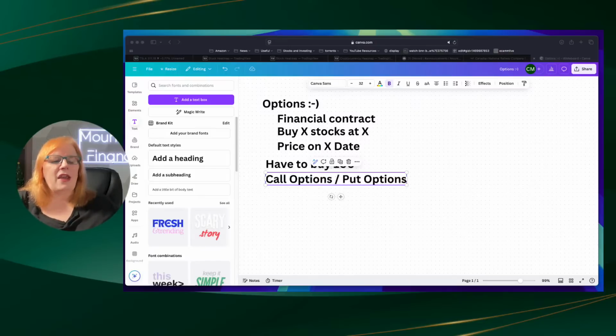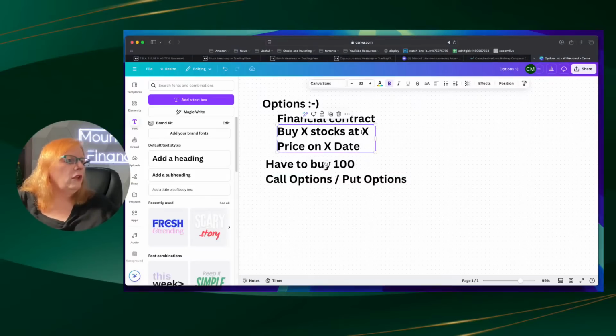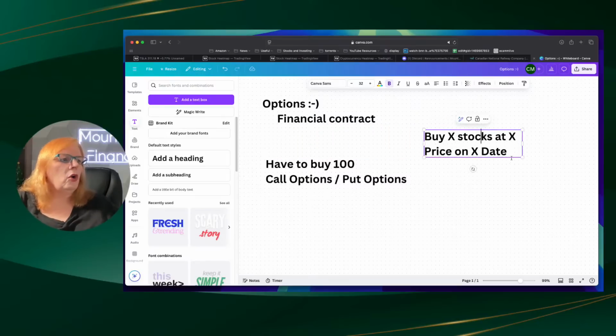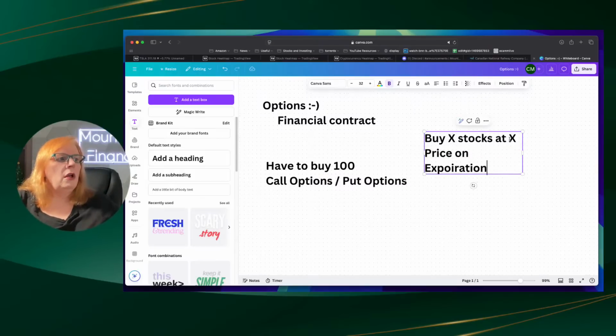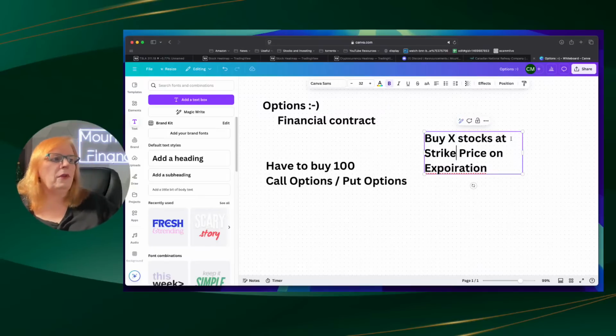Now there's three things that you have to understand. First of all, if you look at on X date right here, X date is basically your expiration. So that's when it expires. Your X price is your strike price. So these are just a couple of terms.